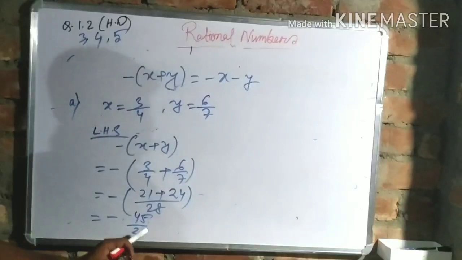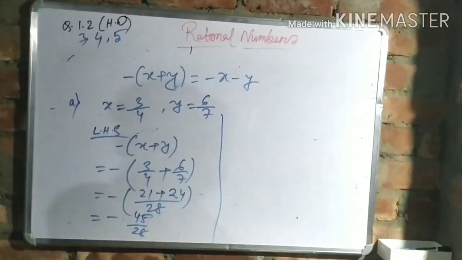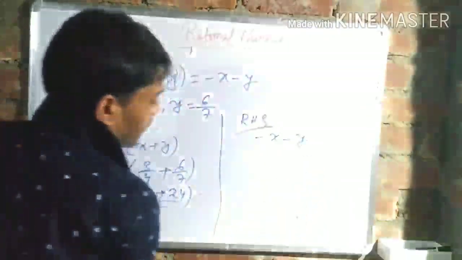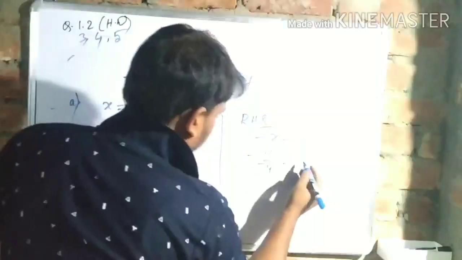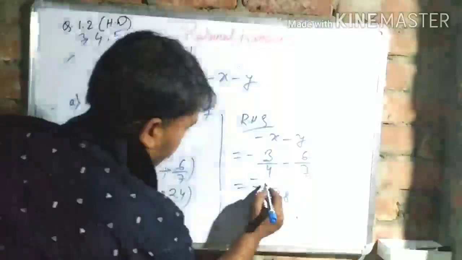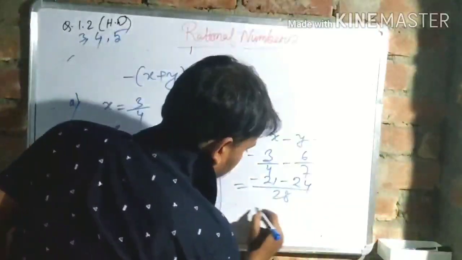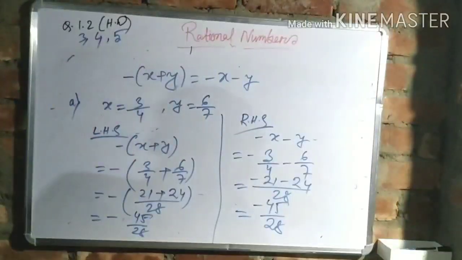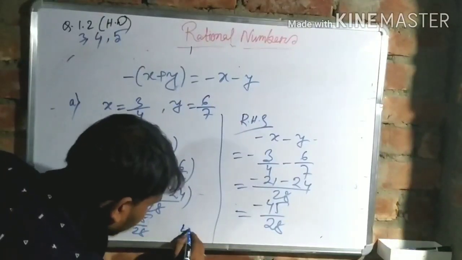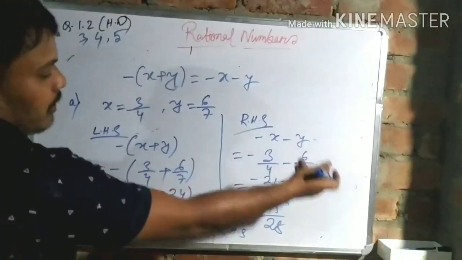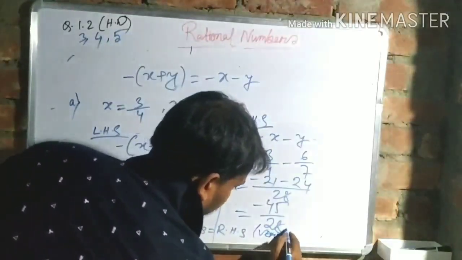This is not the final result, so no need to convert into a mixed fraction, because in the right hand side the value is also minus 45 by 28. Right hand side: minus x minus y. So minus x means minus 3 by 4, minus y means minus 6 by 7. What is the LCM? 28. Similarly, minus 21 minus 24. Same sign means add, so it becomes minus 45 by 28. So left hand side equals right hand side, that means minus of x plus y equals minus x minus y, and it is verified. Okay.